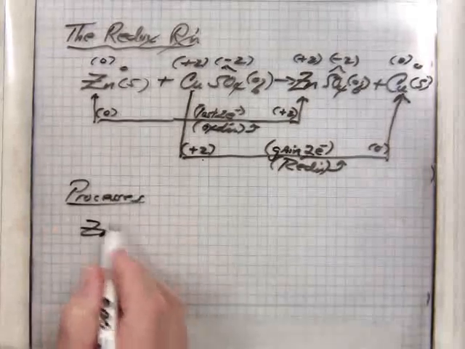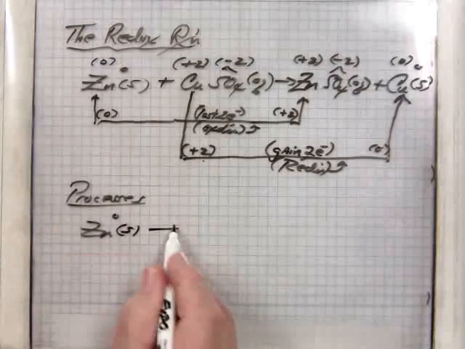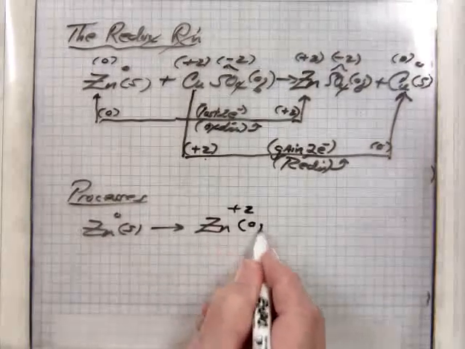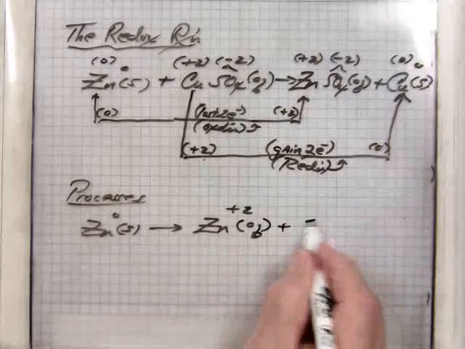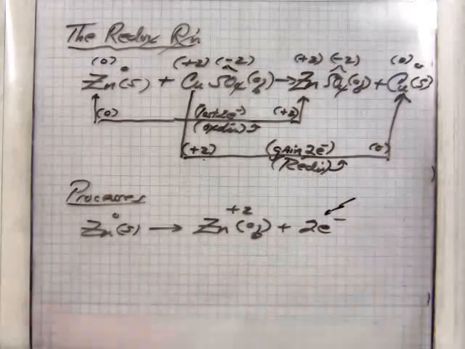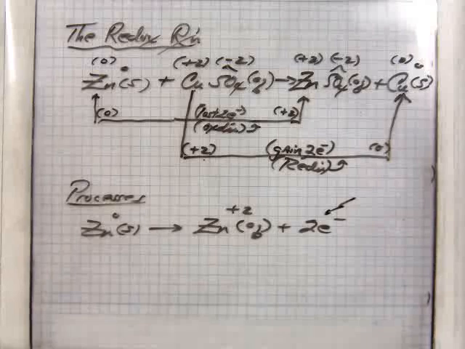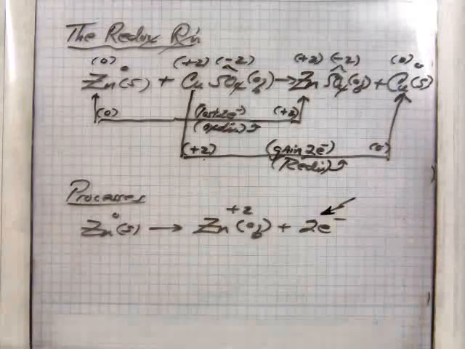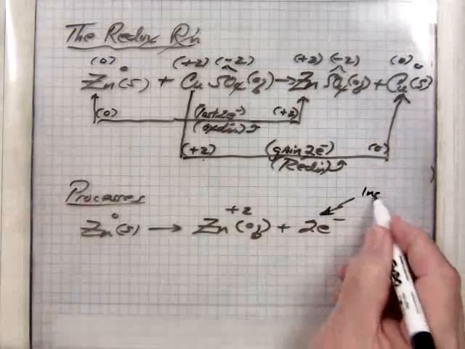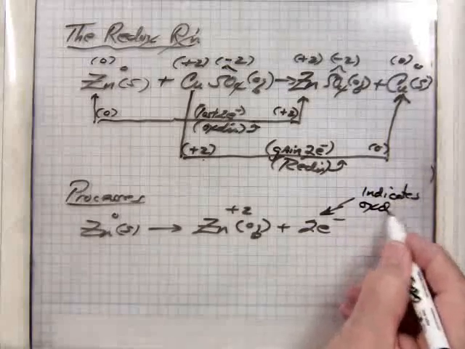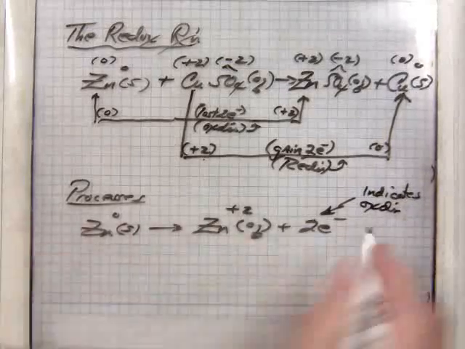Zinc goes to zinc +2 ions in solution plus 2 electrons. Now, by placing the electrons on the product side like that, in that notation format, it indicates loss of electrons, or oxidation, loss of electrons. Right there.